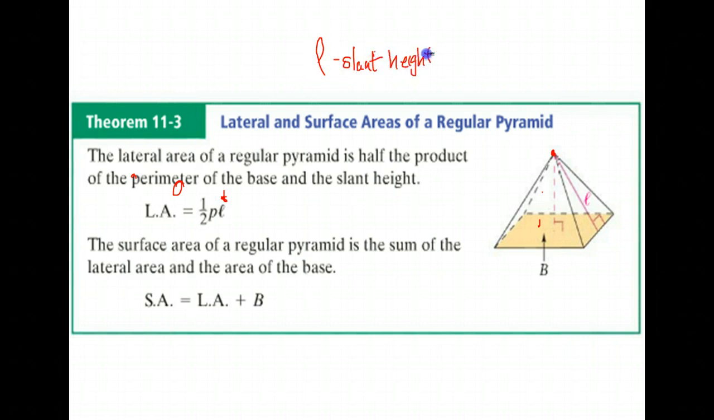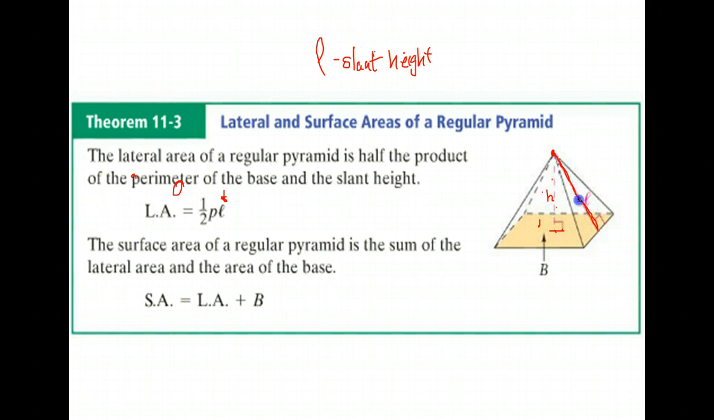Okay, the height of a pyramid would be the distance from the bottom of the pyramid straight up to the top. So this in the center, this is the height. Okay, the slant height is the height up the side of one of your faces. Okay, that's called the slant height, and that's the number we need when we're finding surface and lateral areas for pyramids. So be really careful.